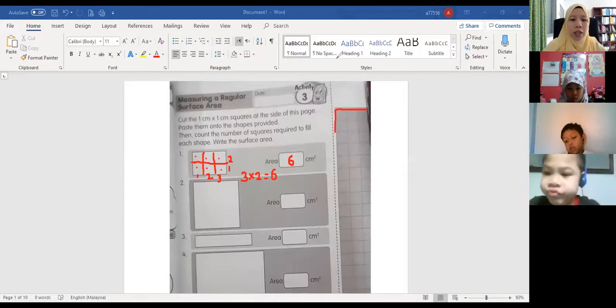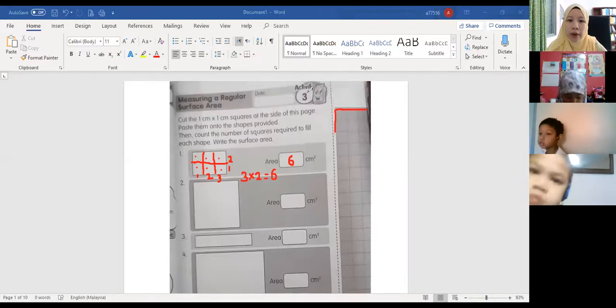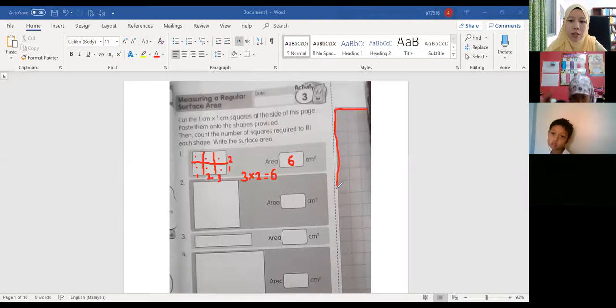Okay, teacher, what if we count different? No, your answer must be same because you will use the square here. Nampak tak square kat tepi ni? Awak kena guna petak ni. Petak ni dia punya ukuran semua sama. Awak kena potong elok-elok. You have to cut it properly and paste. Kena susun elok-elok sampai dia penuh. So the answer must be same. Jawapan mesti sama.